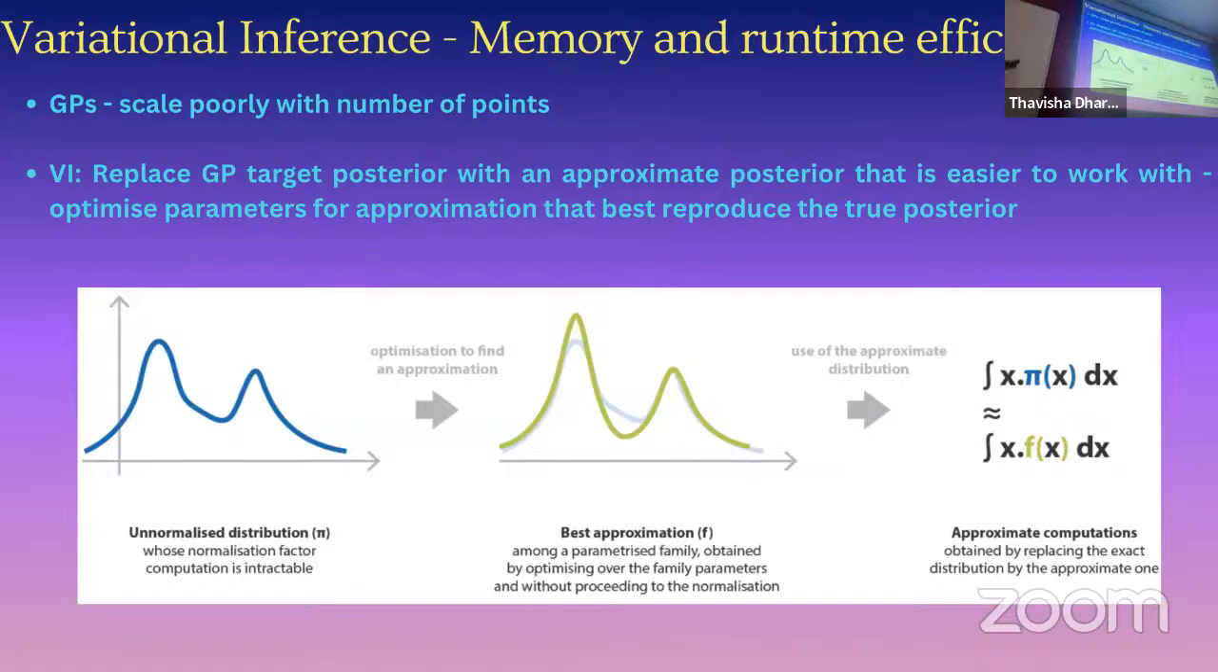And then variational inference is not just a Gaussian process tool. You can use it quite widely in machine learning. What it does is it replaces your true posterior with a target posterior that's approximate. So you can optimize this approximate posterior rather than your true posterior, and it best reproduces your true posterior. So this really improves your memory efficiency.